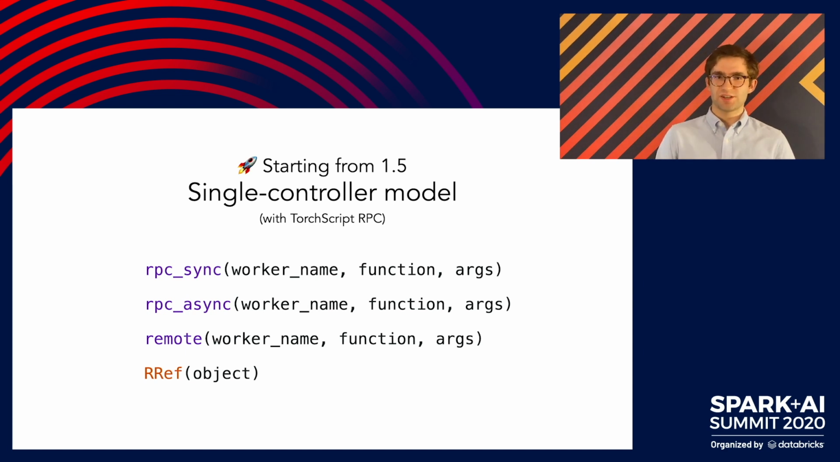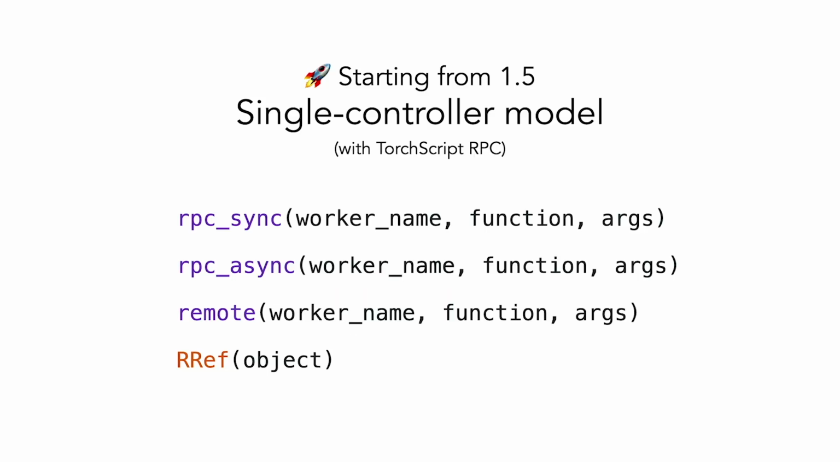It's really just 3 functions and 1 class. Basically what those do is, again, really simple. RPC Sync: you give it a worker name, so that is the host, or the process, on which the particular computation will be evaluated. You give it a function to evaluate, and you give it arguments.